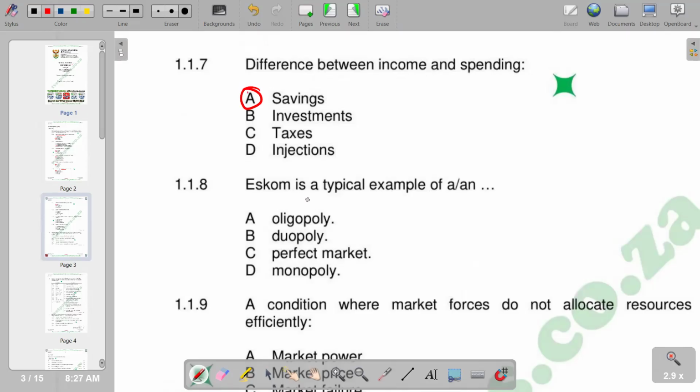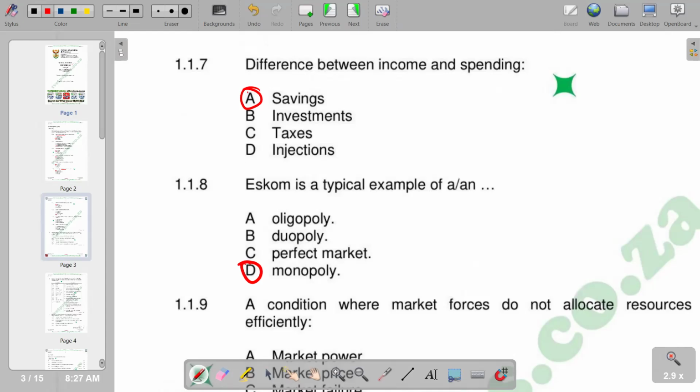Number 8, ESCOM is a typical example of a dash. We've got oligopoly, duopoly, perfect market, monopoly. So you'd see that the correct answer is monopoly. Remember, in a monopoly, we have only one entity that is operating, which is typical of ESCOM.